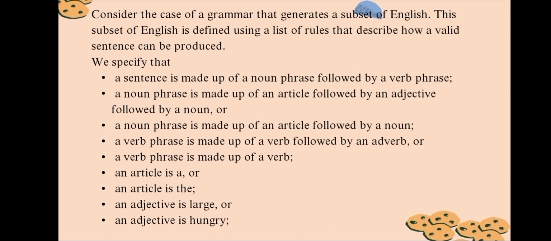A sentence is made up of a noun phrase followed by a verb phrase. Now, a noun phrase is made up of an article followed by an adjective followed by a noun, or a noun phrase is made up of an article followed by a noun. A verb phrase is made up of a verb followed by an adverb, or a verb phrase is made up of a verb. An article is a, or an article is the. An adjective is large, or an adjective is hungry.